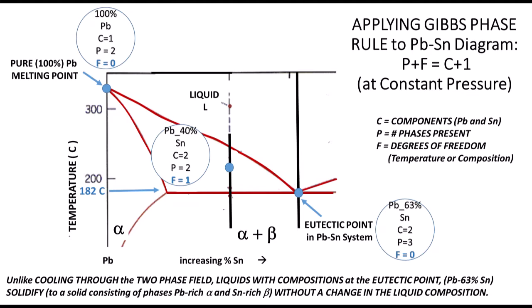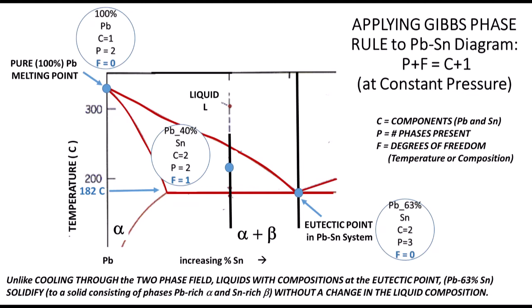If we apply Gibbs phase rule and solve for the degrees of freedom, what we find is that since P is 2 and C is 1, the right side of the equation equals 2, and since P is equal to 2, F must be equal to 0. What does it mean to have 0 degrees of freedom? It means that one cannot change the composition or the temperature and maintain that condition of 2 phases being present at that point.